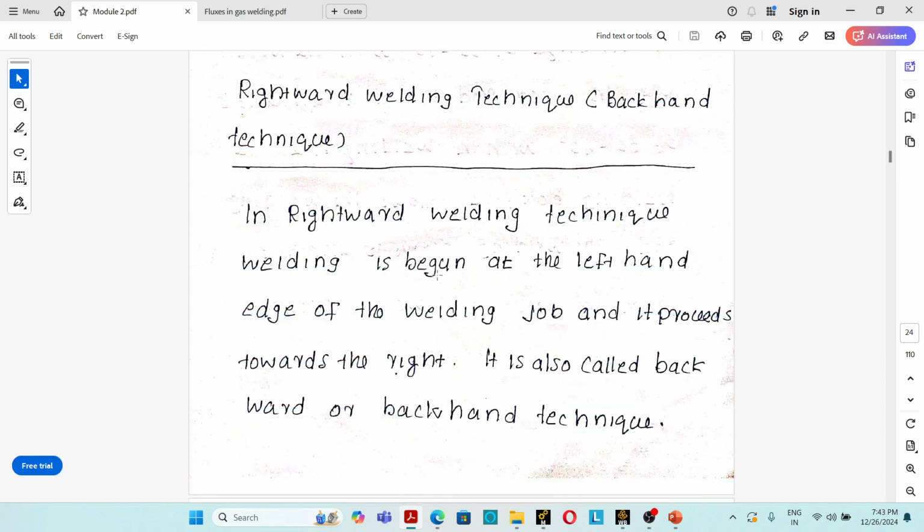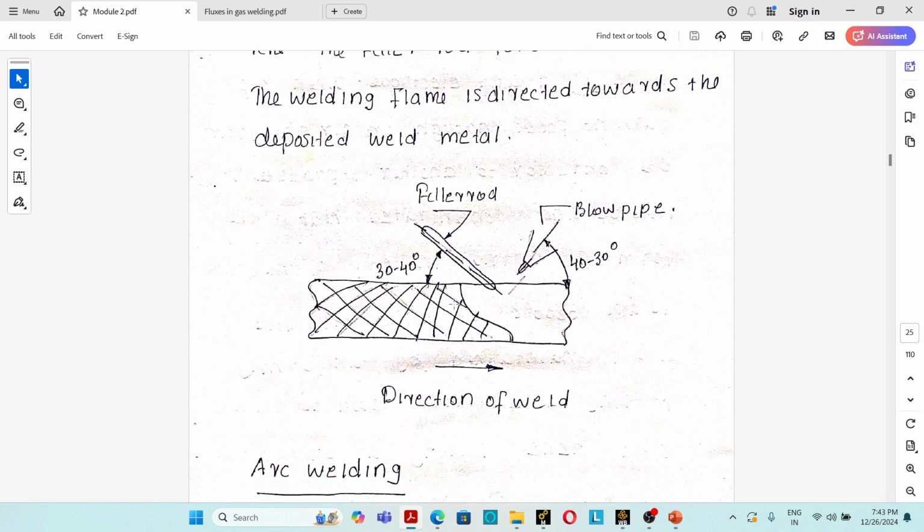Then the rightward welding technique. It is also known as the backhand welding technique or backward welding technique. We can explain with the figure. In the rightward welding technique, welding starts at the left hand edge of the welding job and proceeds towards the right.